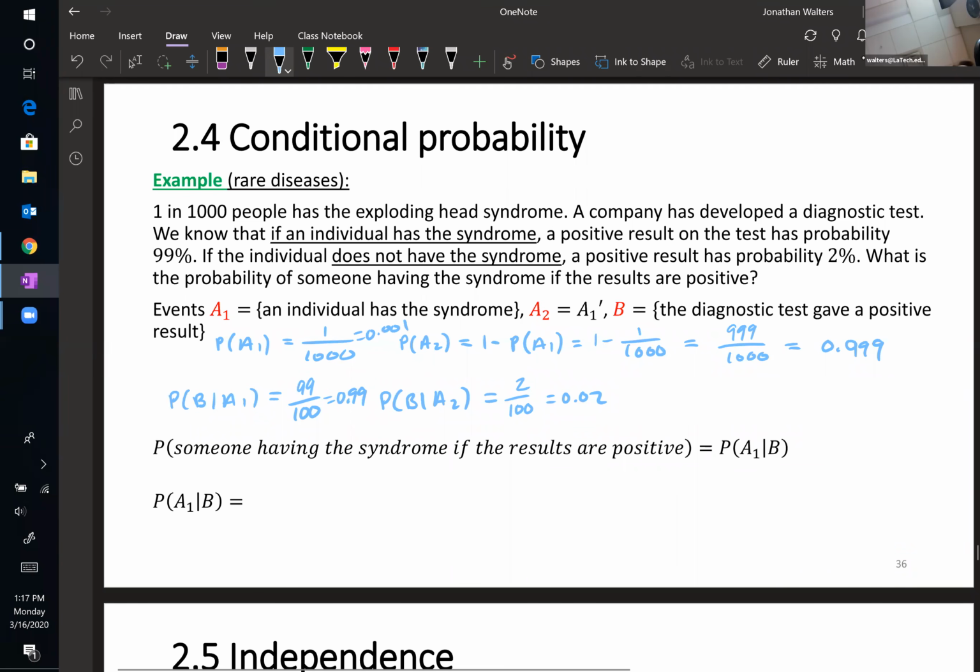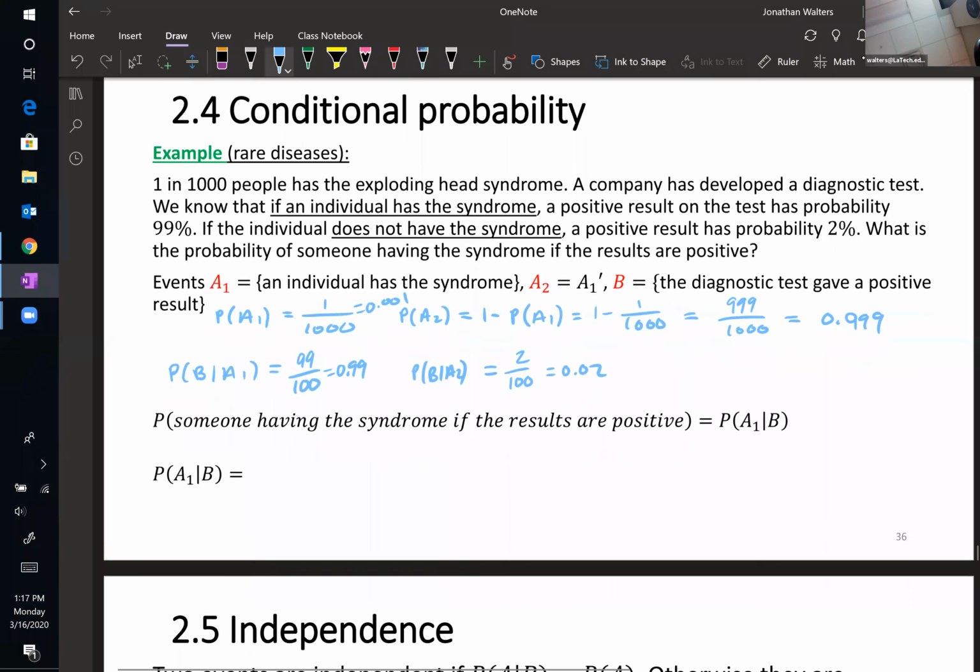So these are all our decimal answers. So probability of B given A2 is 0.02, because it says a positive test result given that the person does not have the syndrome. Now, the probability that someone has the syndrome given that the test results were positive. So that's A1 given B. What's the probability that someone has the syndrome given a positive test result?